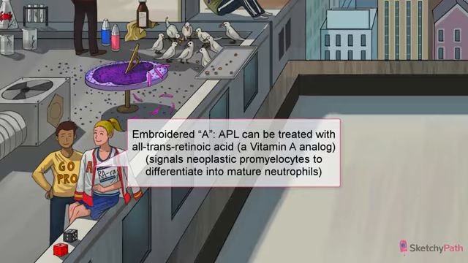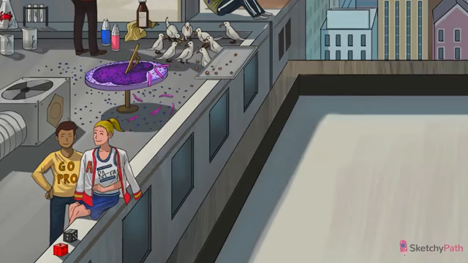Treatment regimens include all-trans retinoic acid, a vitamin A analog, hence the assistant Captain A on his jacket. All-trans retinoic acid works by signaling those neoplastic promyelocytes to differentiate into neutrophils, which have a limited lifespan and are removed from circulation after a short time.